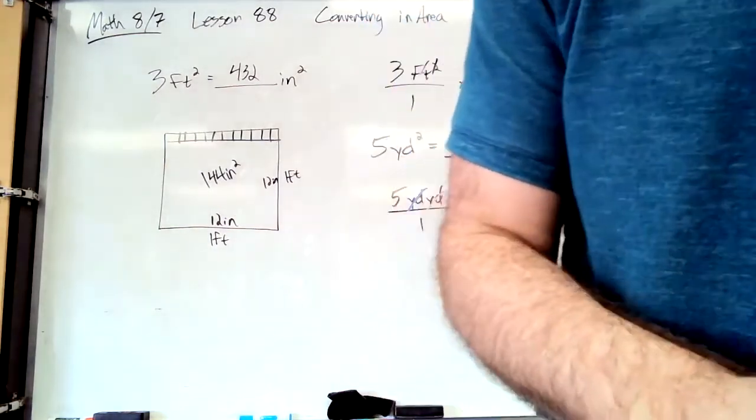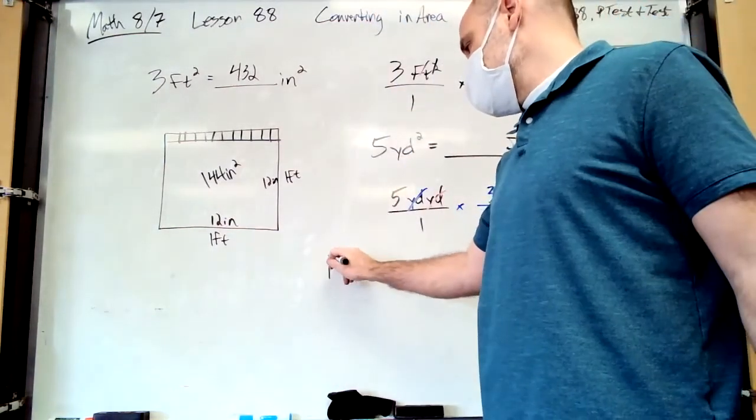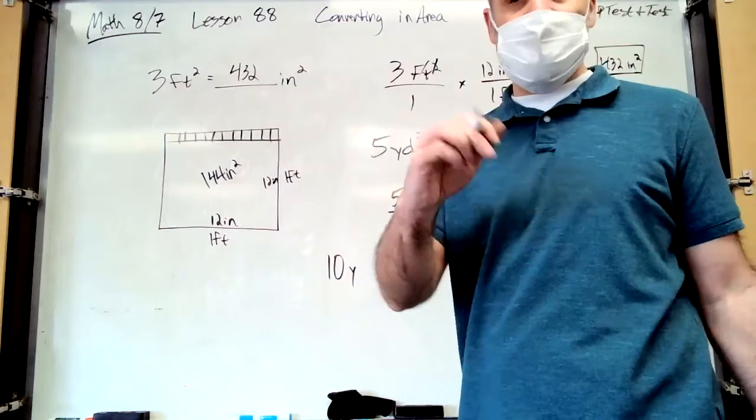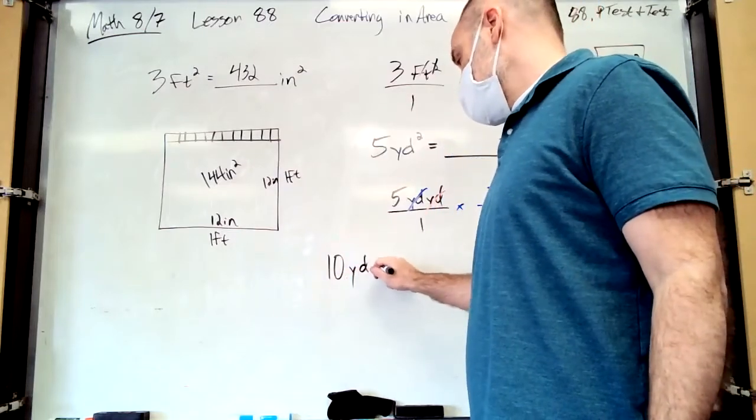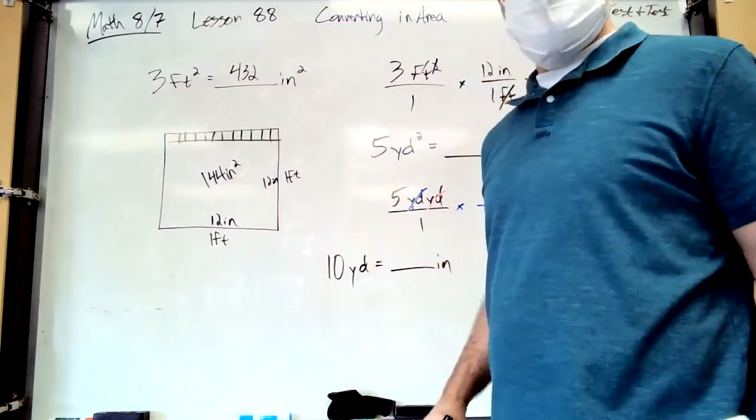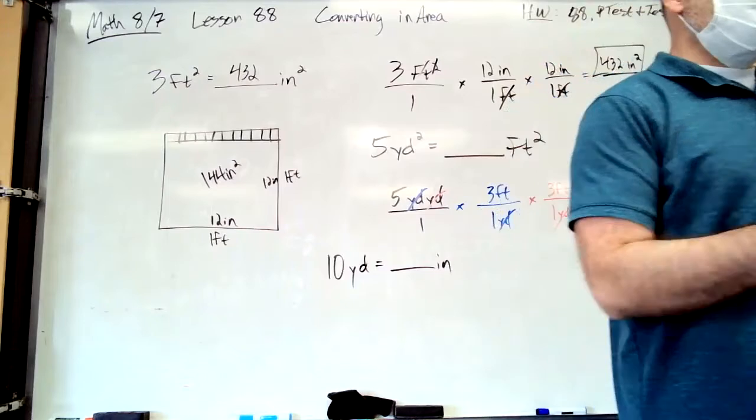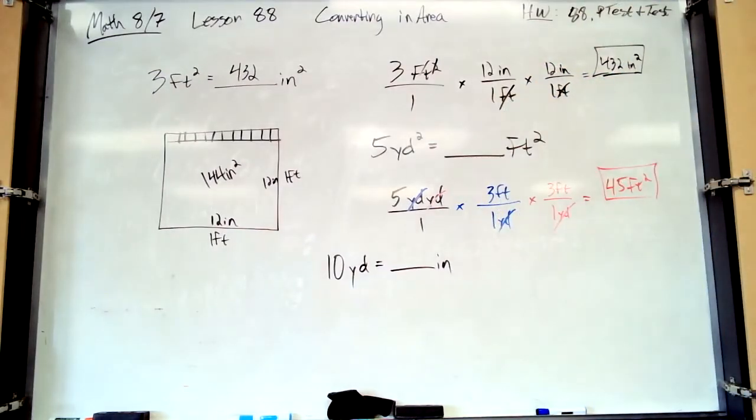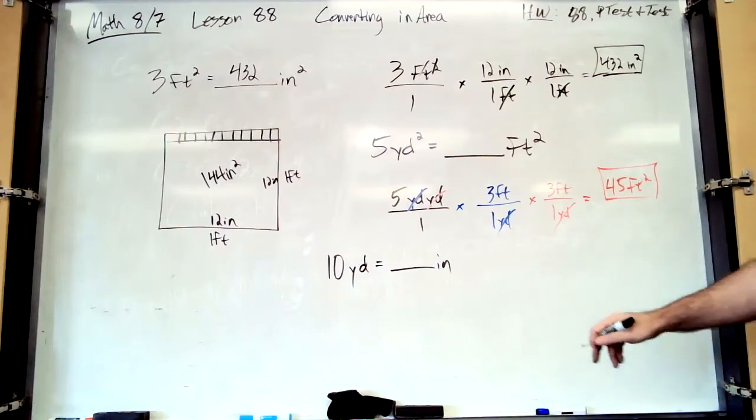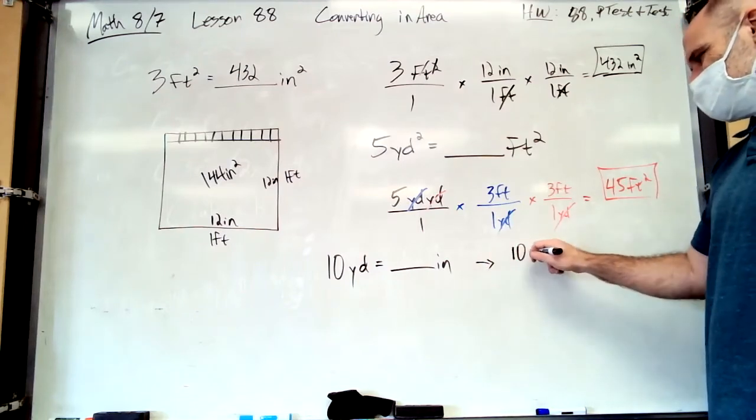For example, look at this. 10 yards, just yards, not square yards, equals how many inches? Well, we could just do the math right now, or we could use unit multipliers. We have to get from yards, which is right here, 2 towns over. So how do you get from yards to feet?